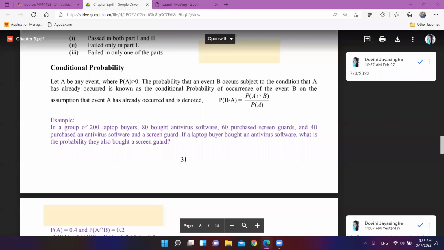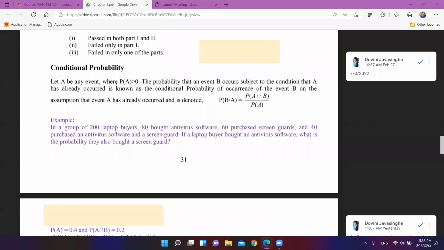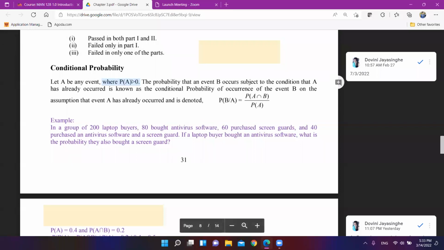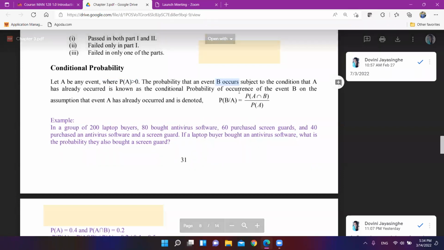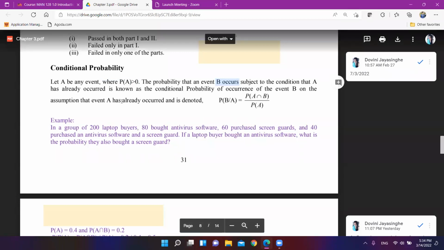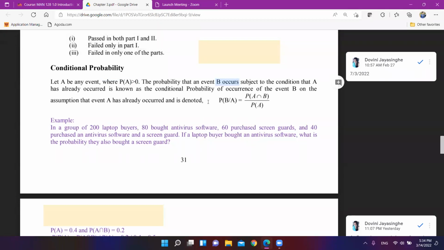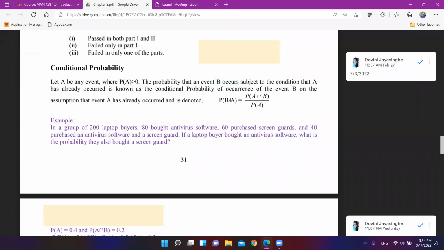Let A be an event that has a probability, that means it is not zero. It should be greater than zero. The probability that an event B occurs subject to the condition that A has already occurred is known as the conditional probability of occurrence of event B on the assumption that event A has already occurred, and it is denoted this way.